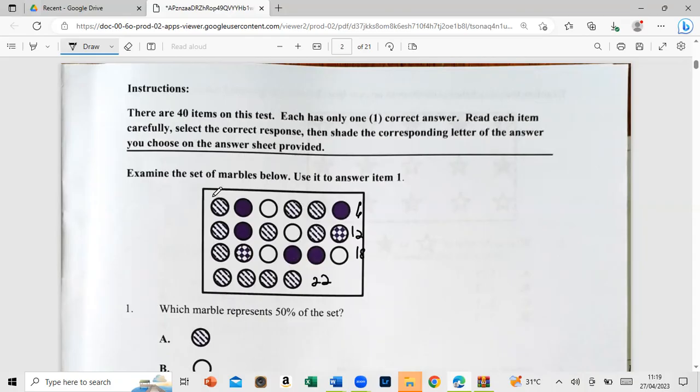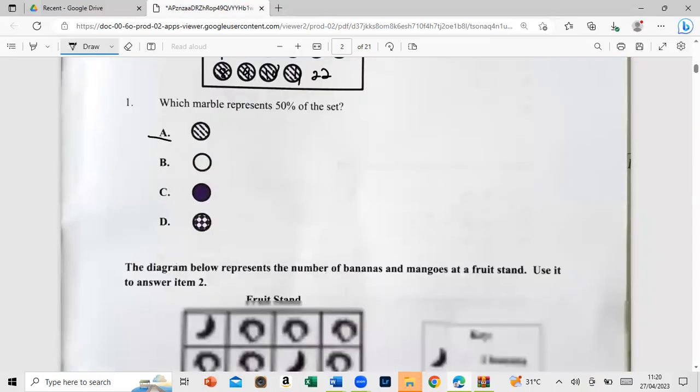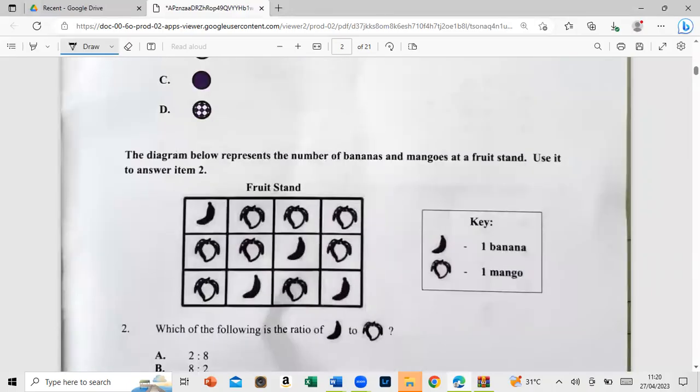Let's check this one first. 1, 2, 3, 4, 5, 6, 7, 8, 9, 10. Okay. Alright, so they start off nice and easy. So for number one, it would have been A, since half of 22 is 50%.